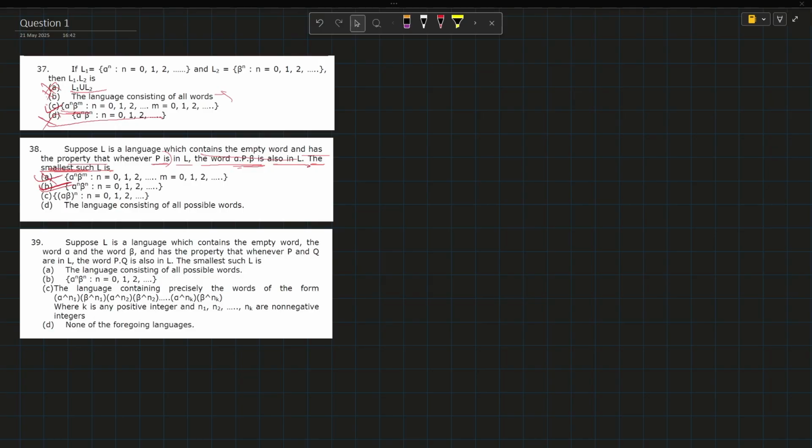So now for the third part of the question. Suppose L is a language. It contains the empty word, which is this one. And to clarify, by the way, this empty word is equal to any string to the power of 0, so it is equal to 1 only.